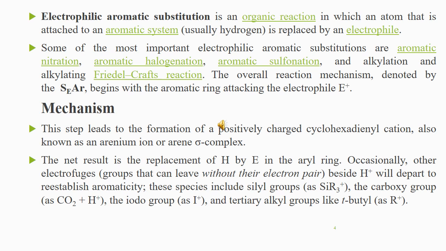Occasionally, other electrofuges are those groups which can leave without their electron pair. Electrofuges which are leaving, fuge means moving away from something. So electrofuges mean those groups which are leaving without their electron pair. Besides H+, other electrofuges will depart to re-establish aromaticity. These include silyl groups, SiR3+, carboxy group, CO2H+, iodo group, I+, and tertiary alkyl groups like tertiary butyl.